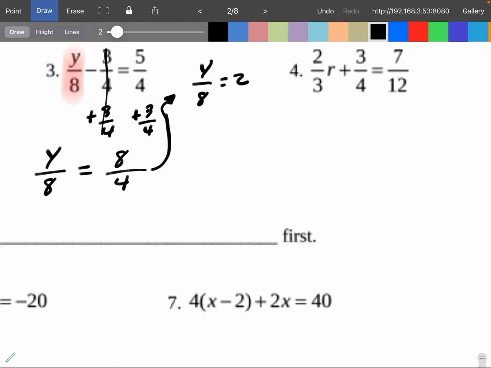Okay. So now, how do I get rid of that 8? I got y divided by 8. So what's the opposite of dividing by 8? Yeah, you multiply by 8. So we're going to multiply by 8 on the left. And we'll multiply by 8 on the right. And then just like yesterday, this is 8 over 8, so those cancel out. So I get 1y equals 16.